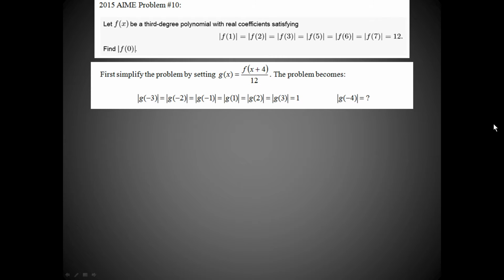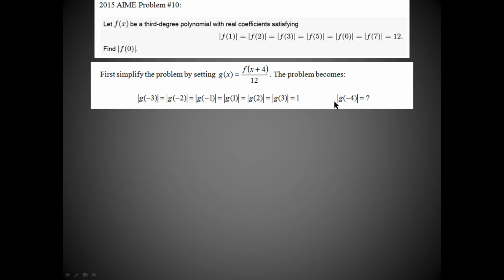First, simplify the problem by setting g(x) equals f(x plus 4) over 12. If we divide this function by 12, you can replace the number 12 by 1. Then if we shift the x value by 4 to the left side, you will replace those numbers 1, 2, 3, 5, 6, 7 by -3, -2, -1, then 1, 2, 3. So the problem will be simplified to be this.